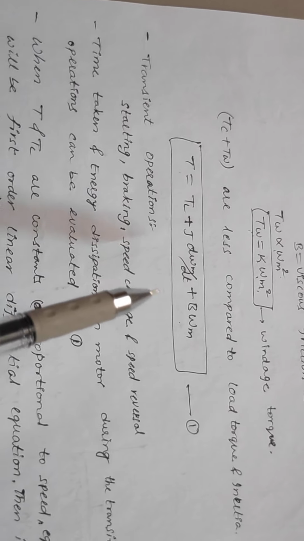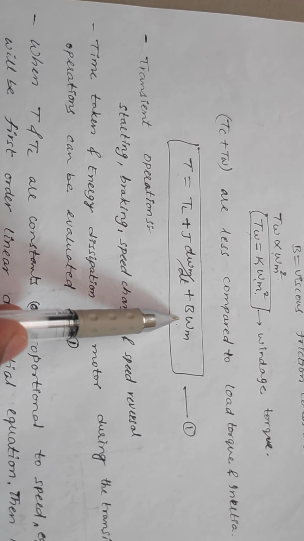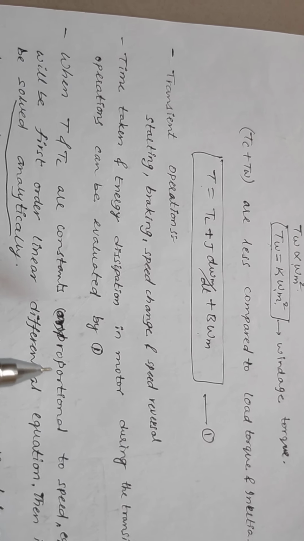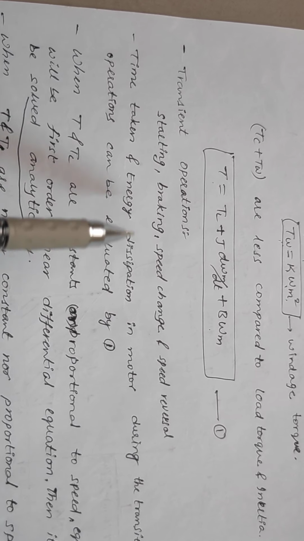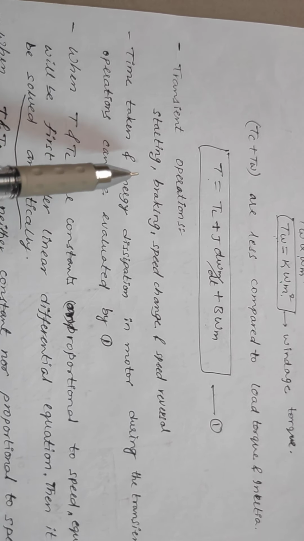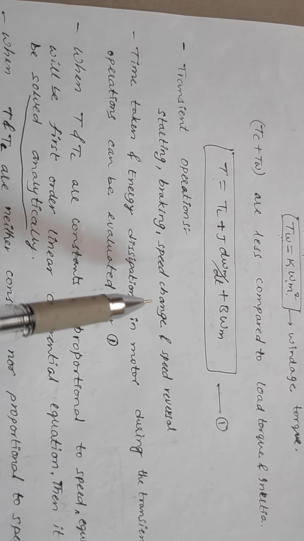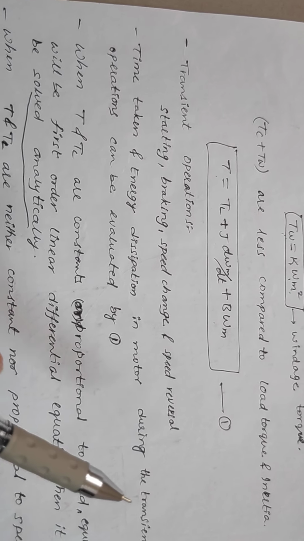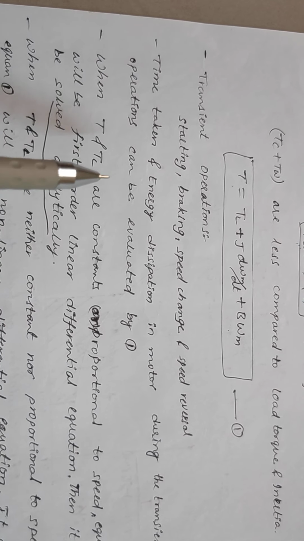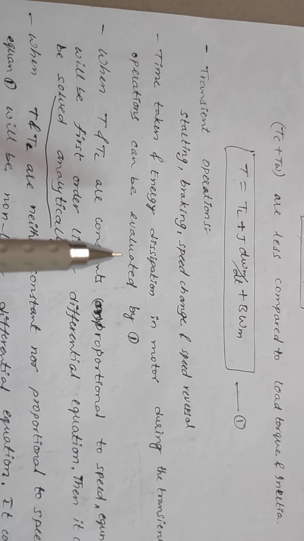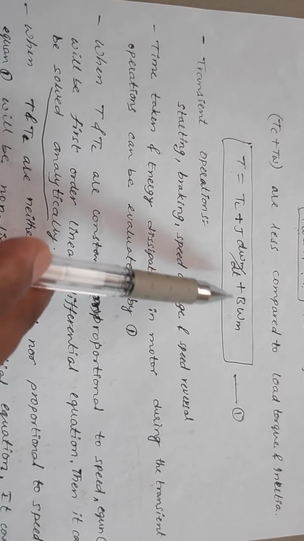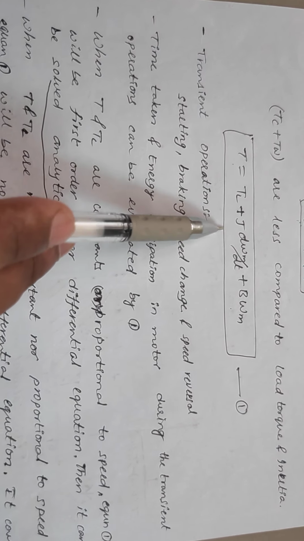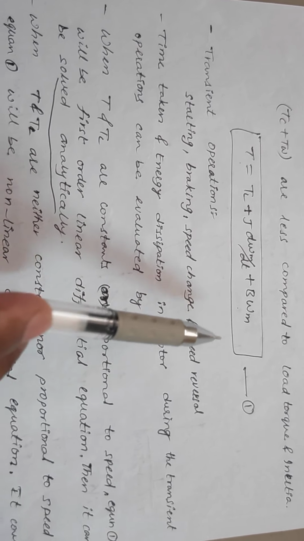So this is your torque equation. By using it, we need to find out the transient time so that we can find the energy loss also. Usually the transient operations of the drives are during the starting, braking, speed change, or speed reversal. To calculate the time taken and energy dissipation in the motor during the transient operations, we need to use this equation: the torque T is equal to TL plus J into d omega by dt plus B omega.